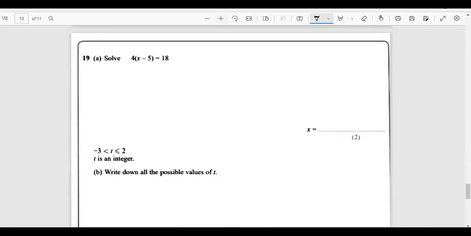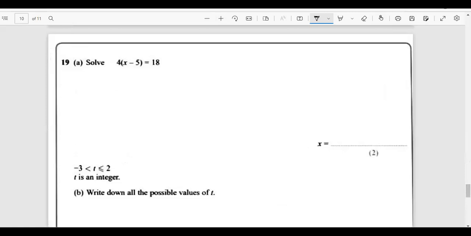Okay. So it says solve 4x minus 5 equals 18. That is easy. We can do that. Right? It would be 4x equals 23. So x equals 23 divided by 4. Is it 5.75? Yes, very good.